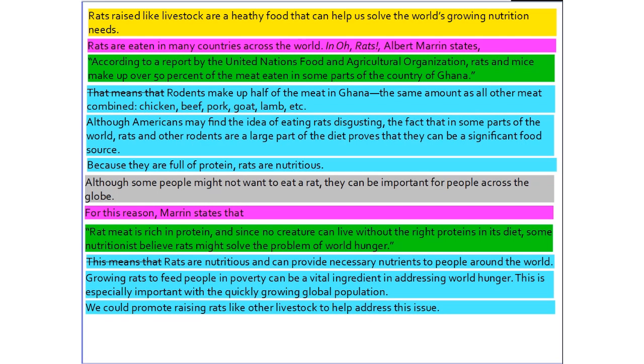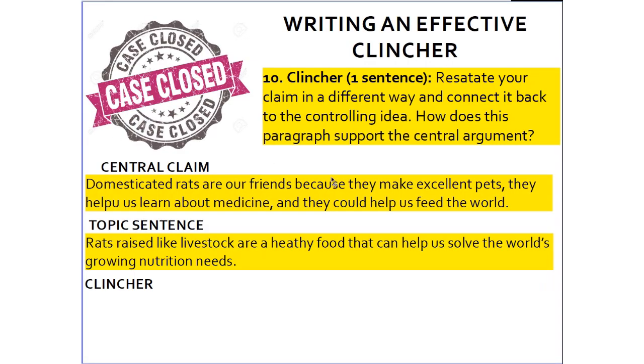Okay, so you're almost done. You've almost written your entire body paragraph. Now we just need to write an effective clincher sentence. So remember, in your clincher, you're restating your claim in a different way and connecting it back to that controlling idea. So how does this paragraph support the central argument, right?